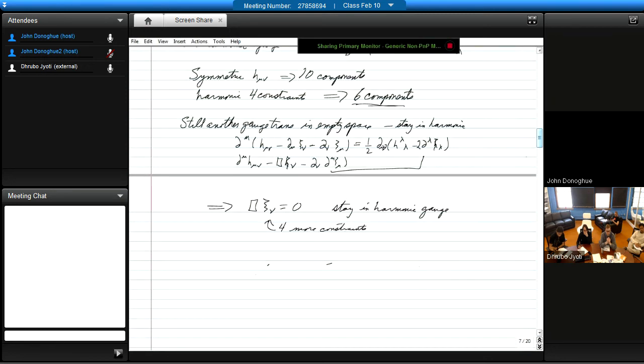Okay, so to do this, let's choose the following. Here's a clever choice. Choose to make H nu 0 equals 0. Okay, so we have a gauge transformation that's written up above there. We've got 4 choices. We can adjust them.